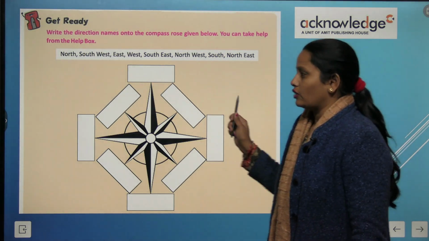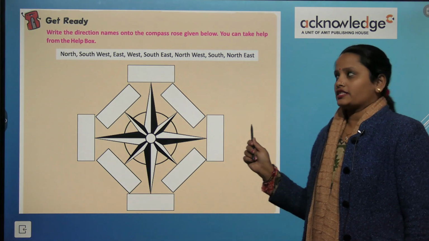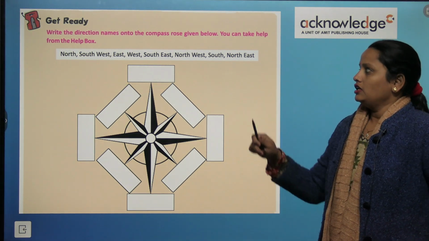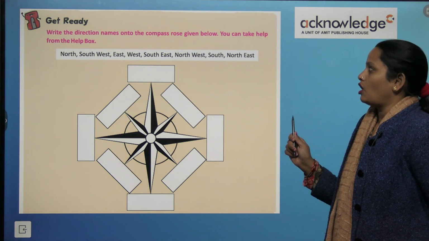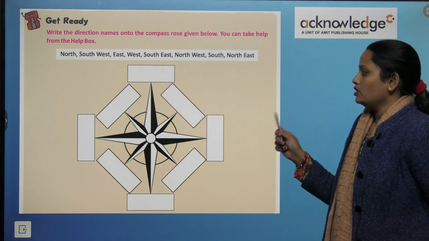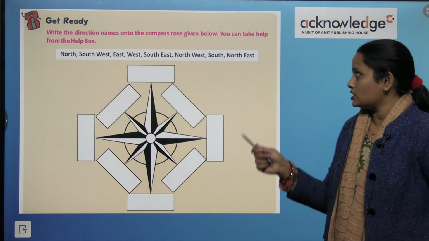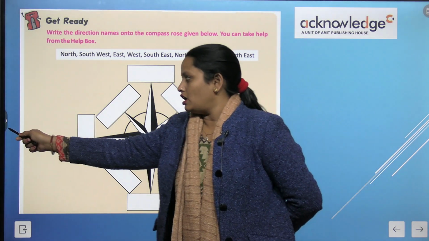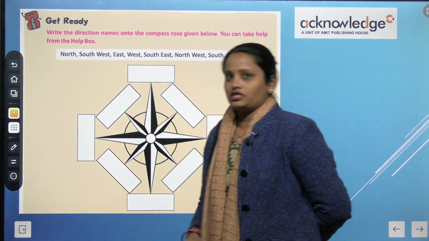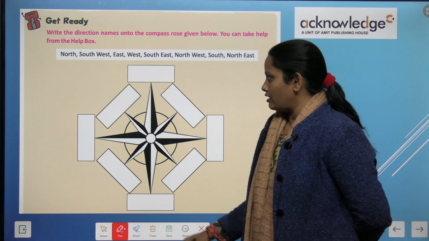In this chapter, we are going to learn about maps. And before doing that, let's do this exercise given here. Here, we have to write the direction names onto the compass rows given below. So here, a compass is given and we have to write down the name of the directions. You can take help from the help box. So here, children, a help box is given. From this, you have to choose the directions and write it here.